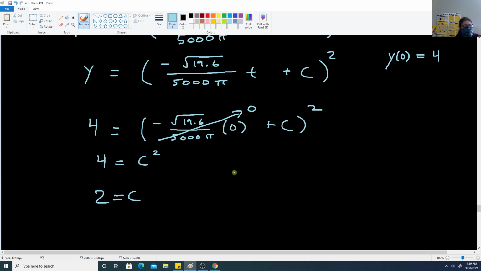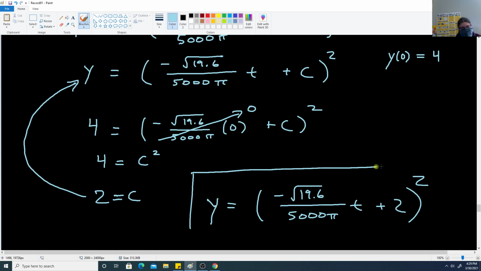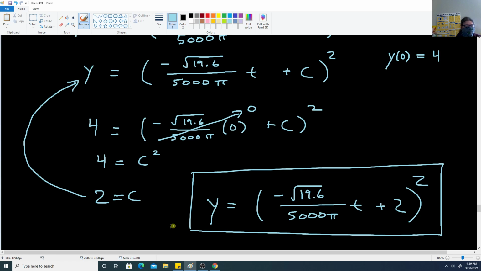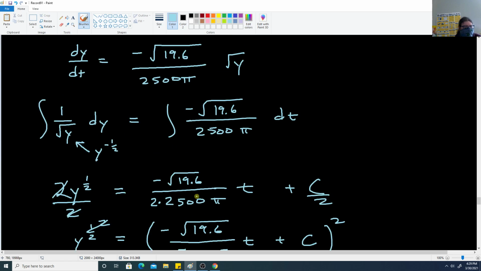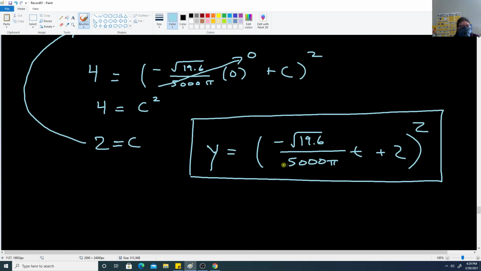So I'm going to go back and say, all right, my solution is y equals negative square root of 19.6 divided by 5,000 pi times t plus 2 whole bit squared. So I'm basically just using, now that I know c is 2, I'm plugging it back into this equation. And that is our equation that you can input time, and it will tell you the height of the water. So what we found right here is determine the water level y of t at t seconds. So we have an equation that'll do that. I can input time into my equation, it'll tell me the water level.